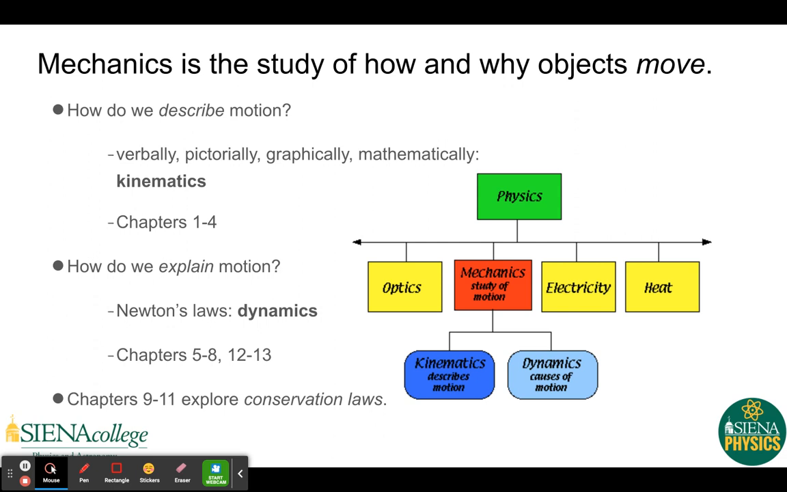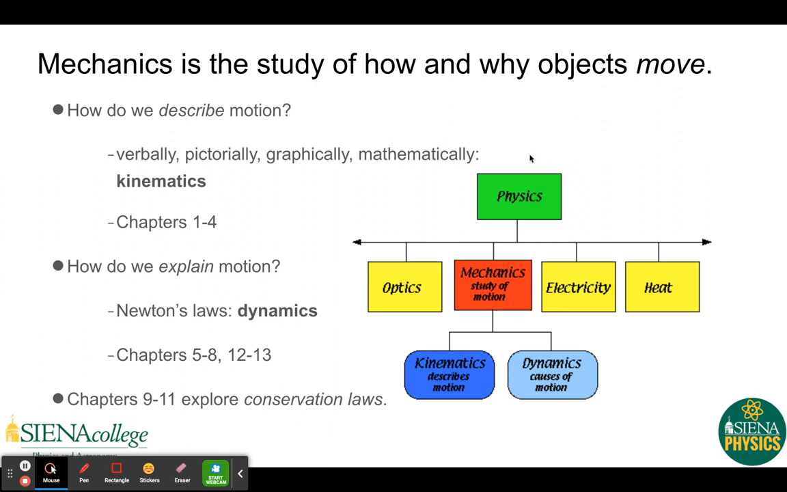And then once we finish that, we'll move on to forces, where we can start thinking about what is causing the motion, right? So not just describing it, but how do we explain it? The general area is called dynamics, and that's chapters 5 through 8, and then 12 and 13 for more extended objects and gravity. And then in between that, we'll take a different approach, which is not a force-based approach, which has to do with conservation laws, so conservation of energy and momentum, ones you may have heard of before.